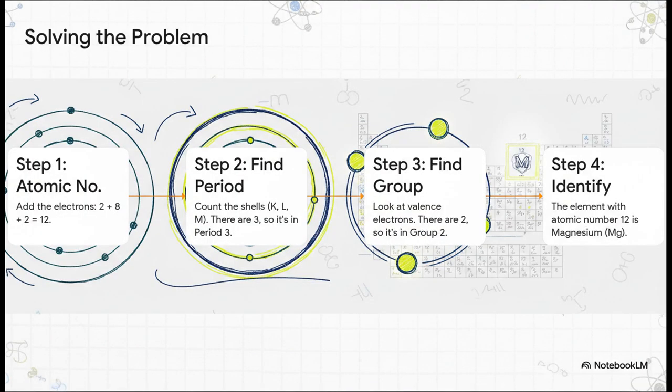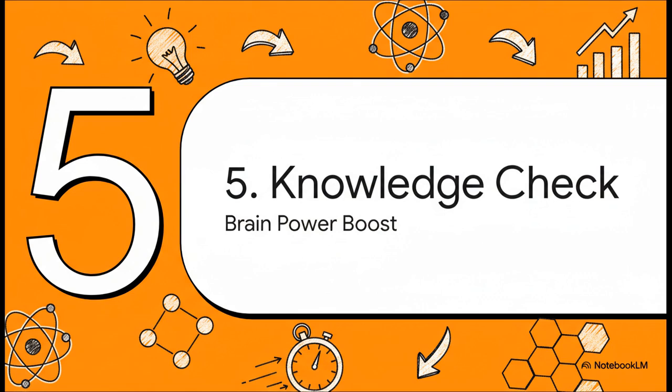This step-by-step method will never fail you. Step 1, find the atomic number. Just add up the electrons. 2 plus 8 plus 2 is 12. Done. Step 2, find the period. How many shells do we have? 3. So it's in period 3. Step 3, find the group. Just look at the valence electrons, the last number. It's 2, so it's in group 2. And with that, we know the element with atomic number 12 is magnesium. See? Easy.